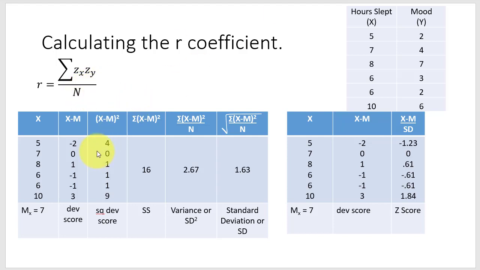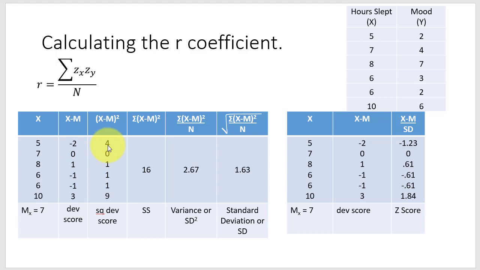So let's step through this for a second, because in order to get to our z-scores, we have to calculate some other things. So I took all of my x values for hours slept. I found the mean number of hours slept, so the mean of x equals 7. I subtracted the mean from the x scores to get my deviation scores. So if you slept 5 hours, you were 2 hours below the mean.